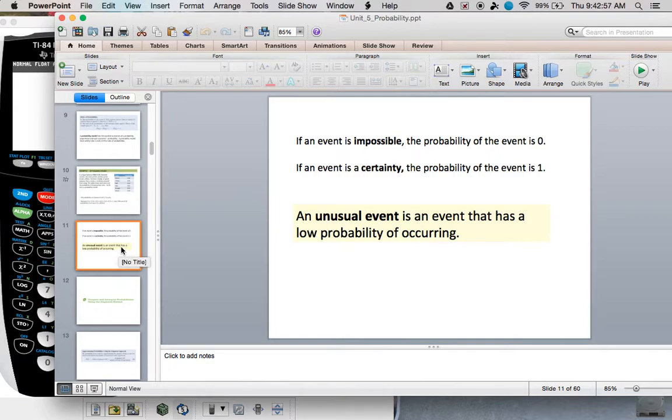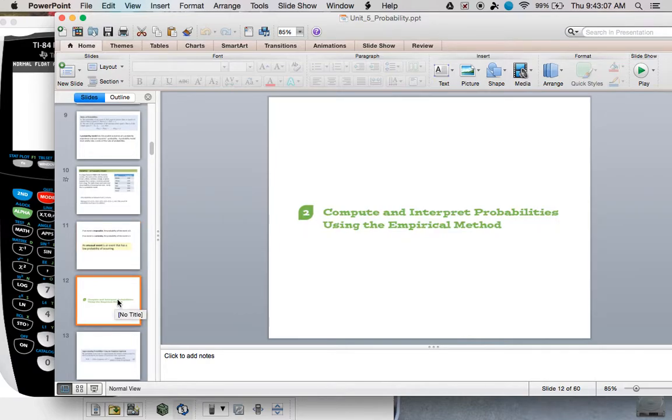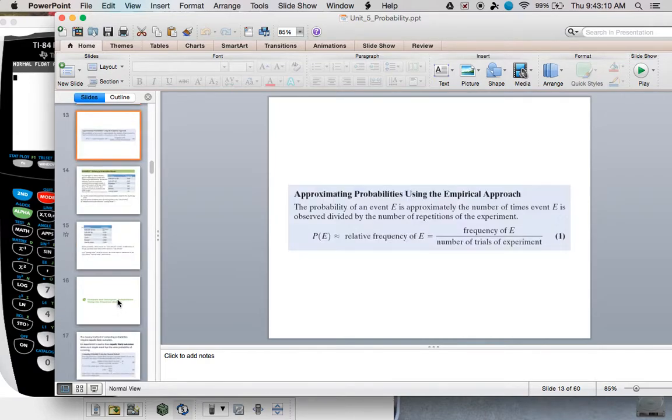An unusual event is an event that has a low probability of occurring, but it's not necessarily impossible. Okay. Empirical method. We're going to talk about classical and empirical. Empirical talks about the number of times an event is observed divided by the number of repetitions of the experiment. So that's just your basic division. So the number of times you pick a green M&M over the number of times you actually try this. So if you got 3 M&Ms out of 10, it would be obviously 0.3.